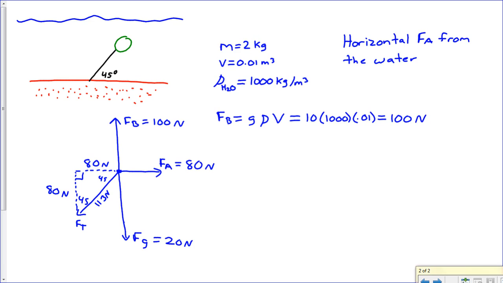The big things here: gravity is equal to 20 newtons, buoyant force is 100 newtons, applied force is 80, and that tension is 113 newtons.